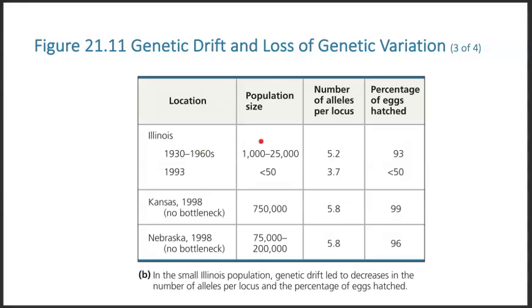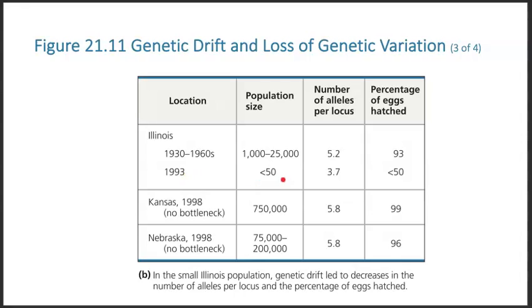In Illinois in the 1930s to 1960s, there was a census taken of those prairie chickens. There were 1,000 to 25,000. If you go on to Bio 102, you can learn about how populations are estimated. The number of alleles per locus was 5.2. Remember that we talked about heterozygosity earlier in this chapter. Heterozygosity is the number of genes that have different alleles at their locus. So there was a heterozygosity number, and the percentage of eggs that hatched was 93%.